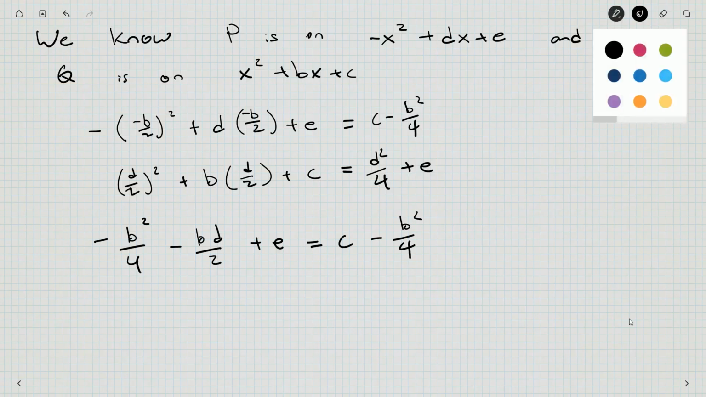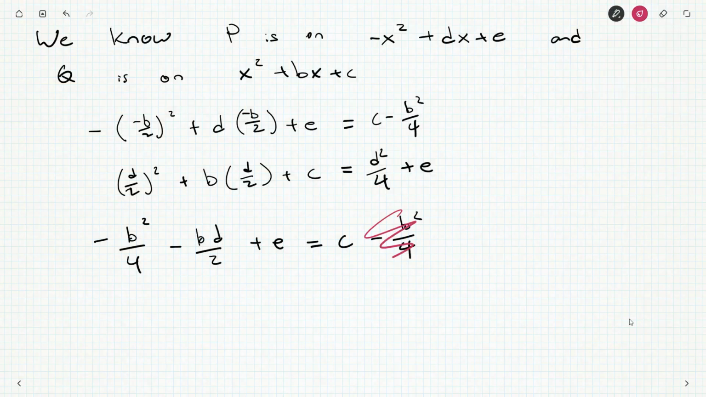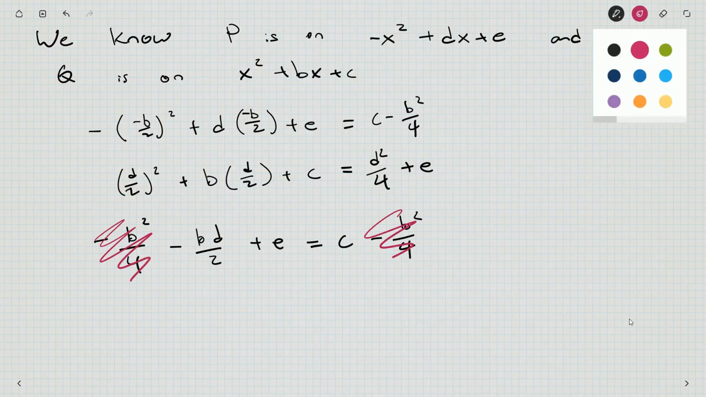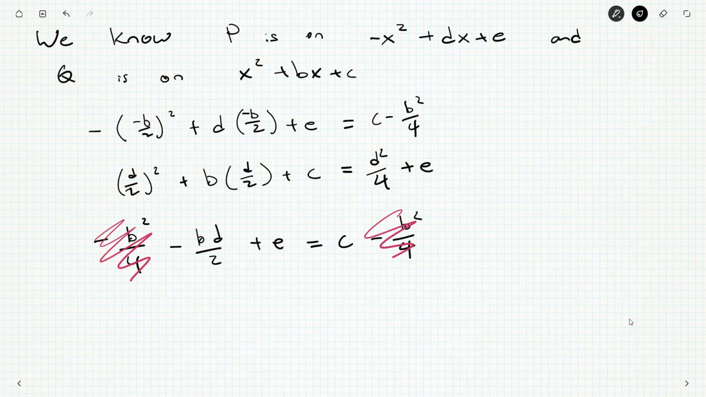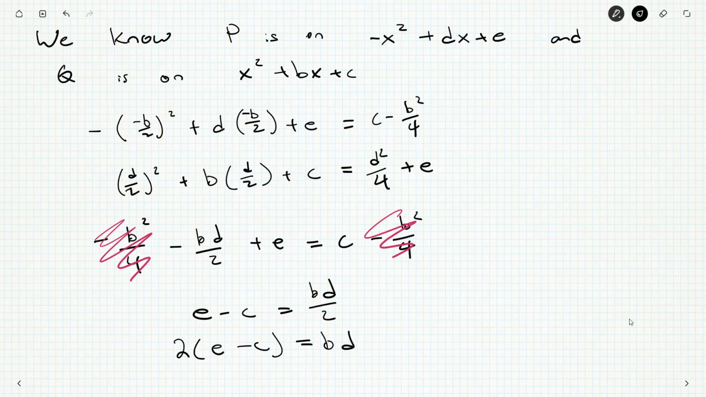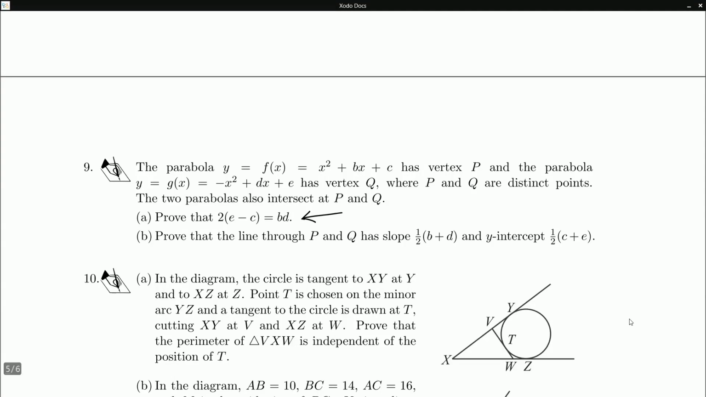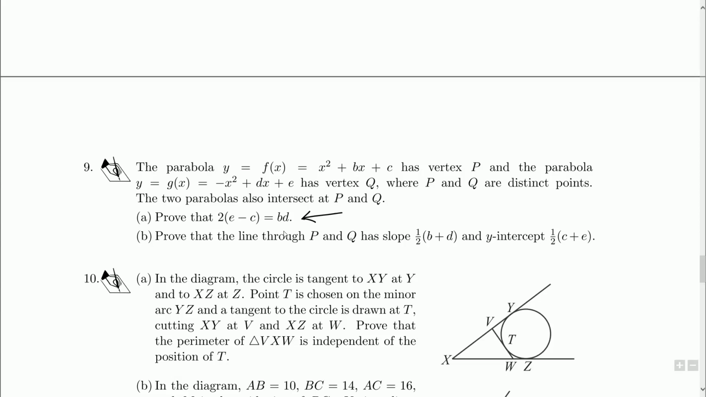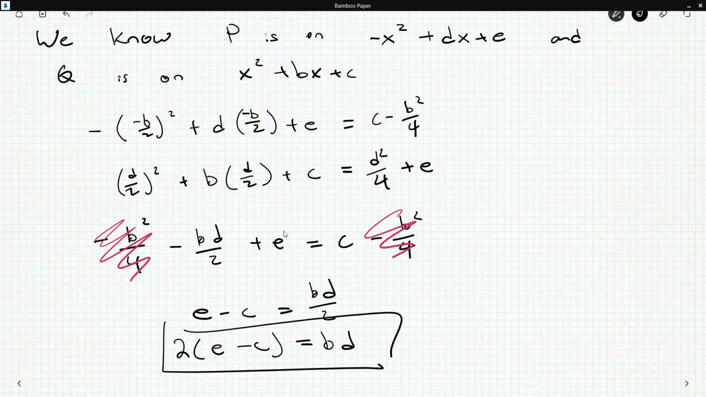Well, hey, the b squareds cancel out, the minus b squared over 4. And then we're left with, we'll bring the c over to this side and the bd over 2 onto the other side. And now we get 2e minus c is bd. And that, if I'm not mistaken, is what they asked for in part A. It absolutely is. Okay. So now I think we can use this to prove part B.